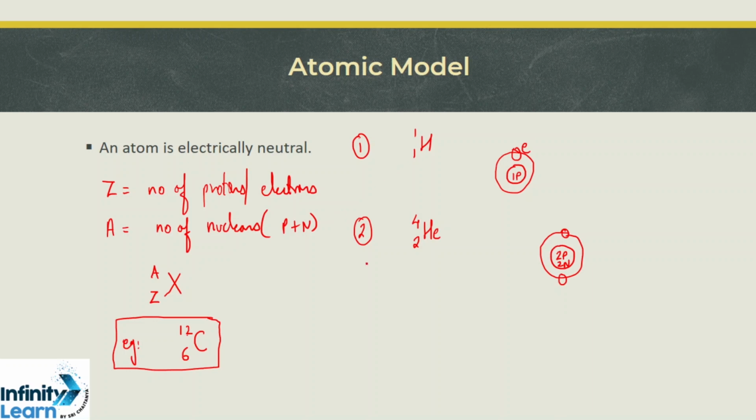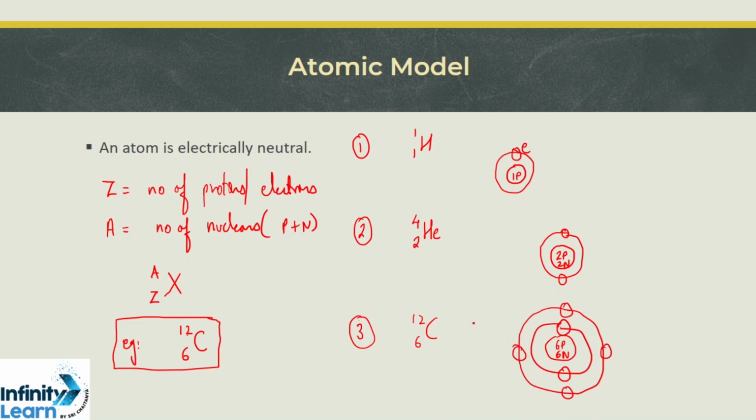Similarly, we can do it for carbon. Carbon has 6 protons and 6 neutrons in the nucleus. In the first shell it will have 2 electrons, and in the second shell it will have 4 electrons, making the total count equal to 6 electrons.